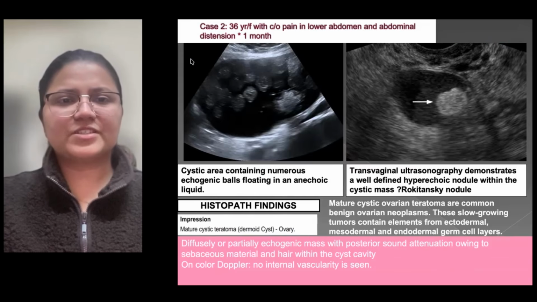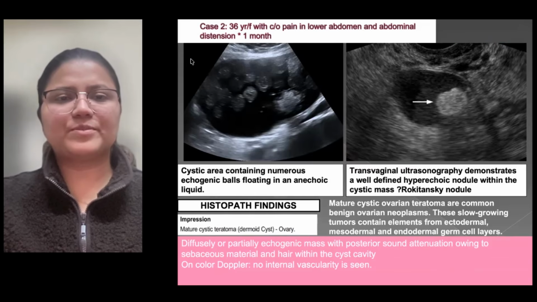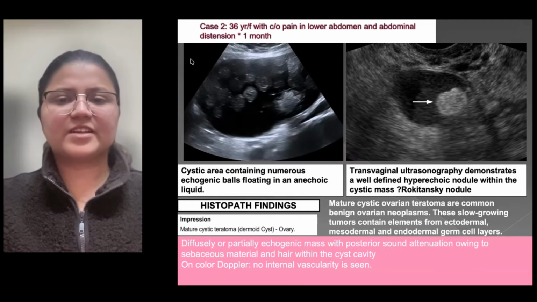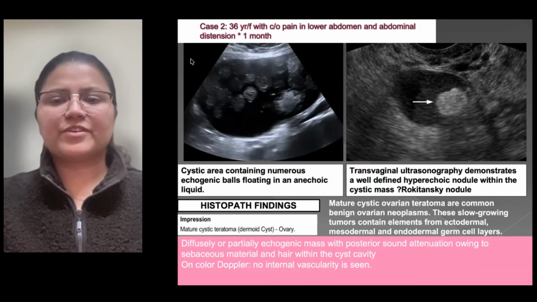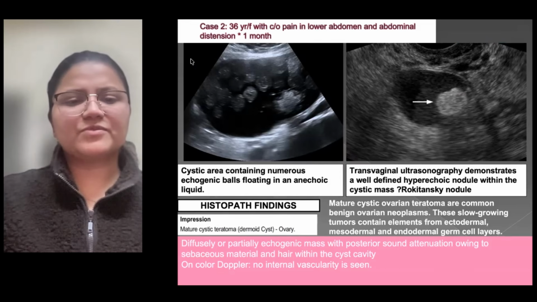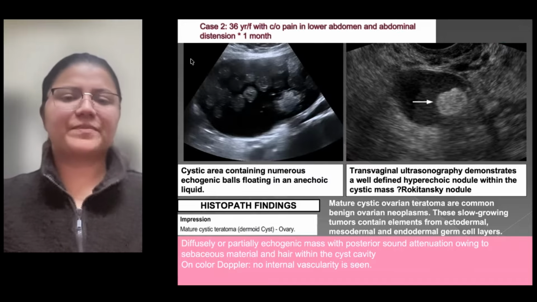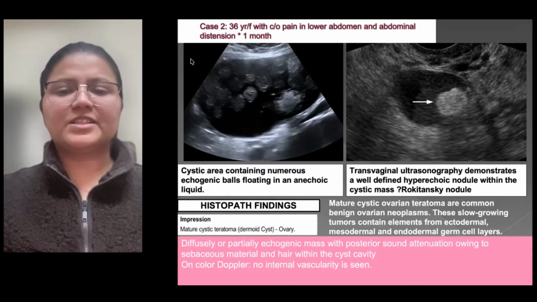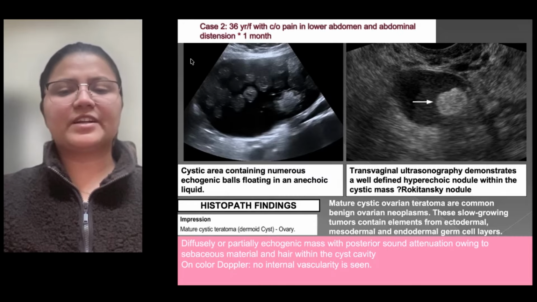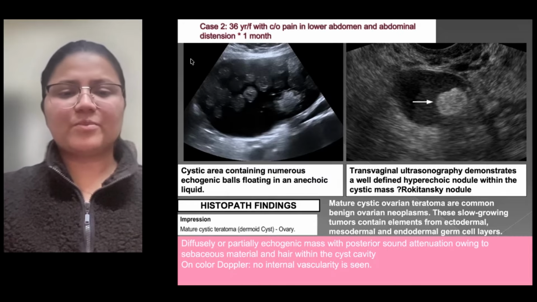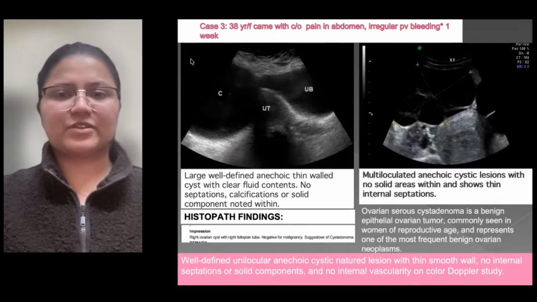Case 2 for today is a 36-year-old female with chief complaints of pain in lower abdomen and abdominal distension since 1 month. In the first image, you can see cystic areas containing numerous echogenic balls floating in an anechoic liquid. The second image shows a transvaginal ultrasonography demonstrating a hyperechoic nodule within the cystic mass, Rokitansky's nodule. Histopath findings confirmed dermoid cyst of the ovary. Dermoid cysts, or mature cystic ovarian teratomas, are common benign ovarian neoplasms. These are slow-growing tumors which contain elements from all three germ layers: ectodermal, mesodermal, and endodermal. On color Doppler study, dermoid cyst shows no internal vascularity.